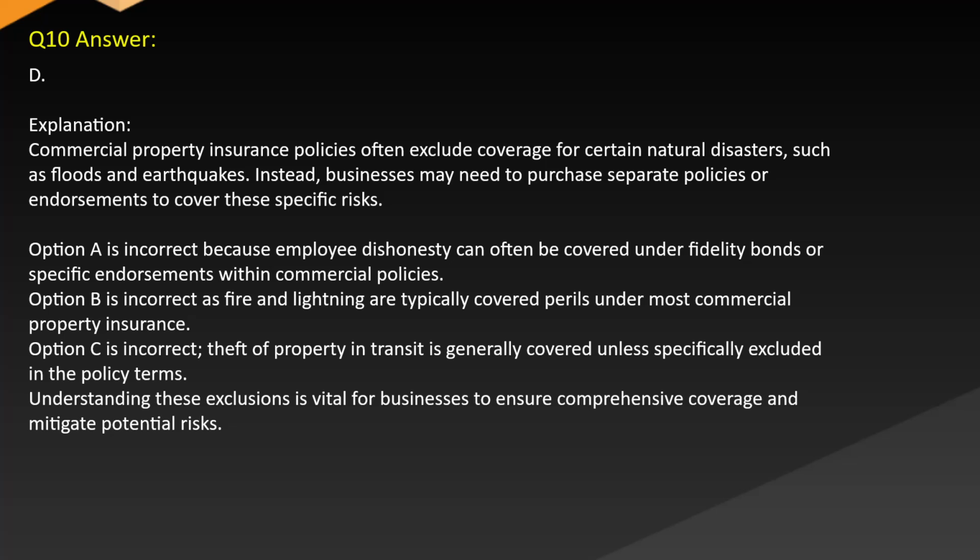Option B is incorrect as fire and lightning are typically covered perils under most commercial property insurance. Option C is incorrect. A theft of property in transit is generally covered unless specifically excluded in the policy terms. Understanding these exclusions is vital for businesses to ensure comprehensive coverage and mitigate potential risks.